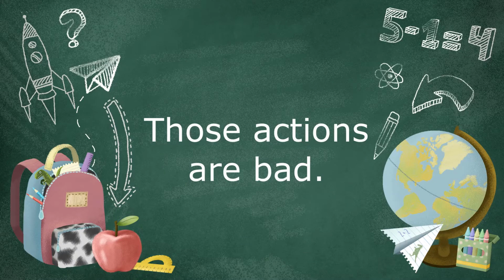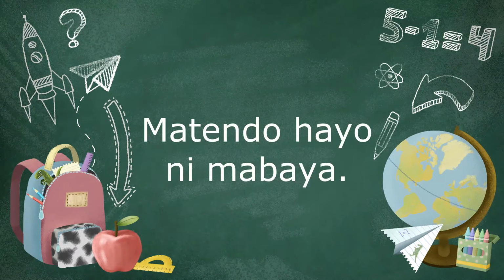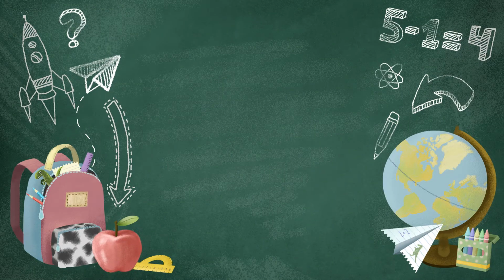Now, how would you say those actions are bad? Those actions are bad. Matendo hayo ni mabaya. Matendo hayo ni mabaya. In this case, the word for bad is baya, and then you attach the noun prefix ma in front of it. Matendo hayo ni mabaya.